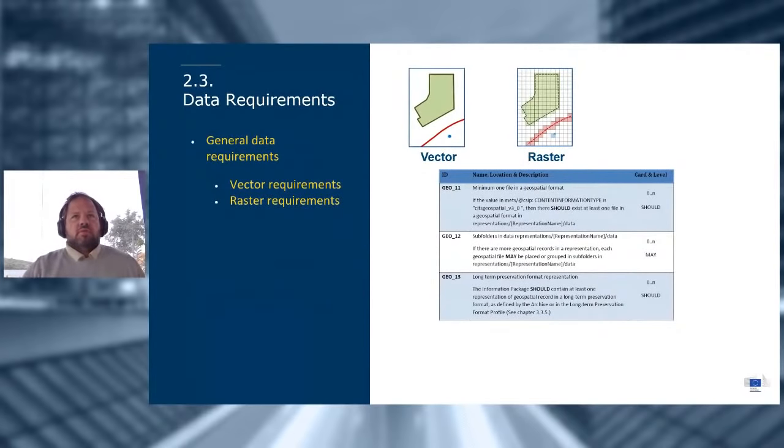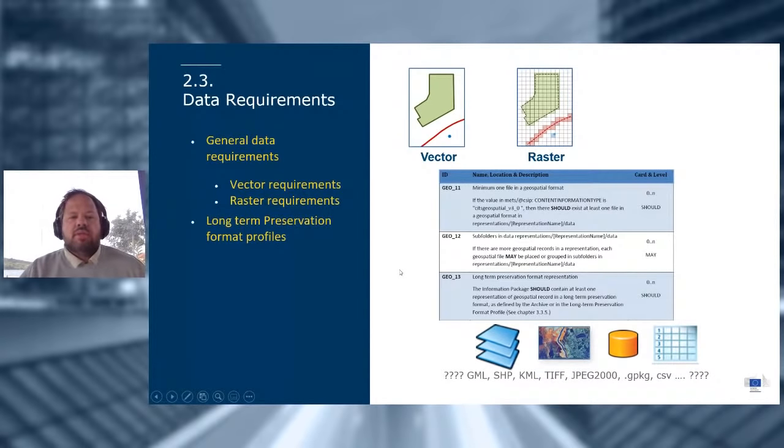The next major core of requirements are actually the data requirements. So we have the general data requirements that are required within the geospatial records, like the package should contain at least one geospatial record. If it doesn't, then it's not a geospatial package, right? And then we have specific elements for the vector requirements and the raster requirements.